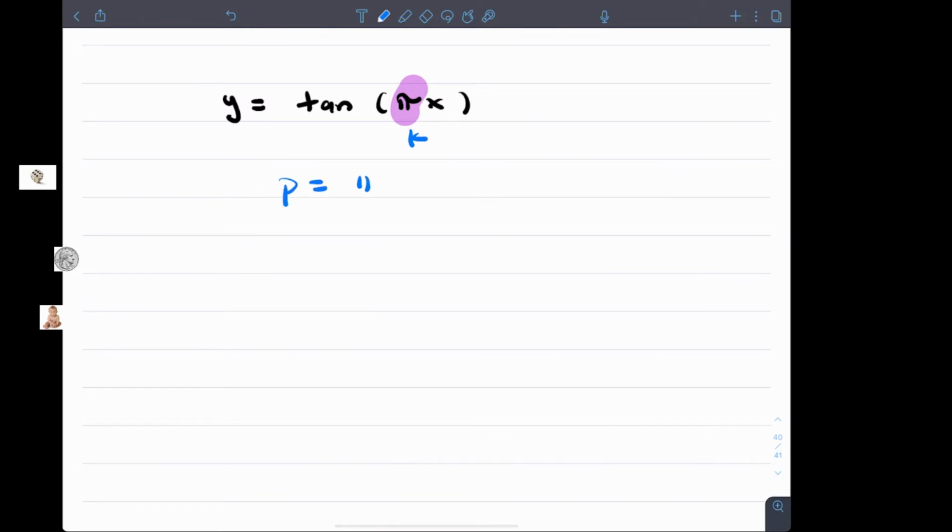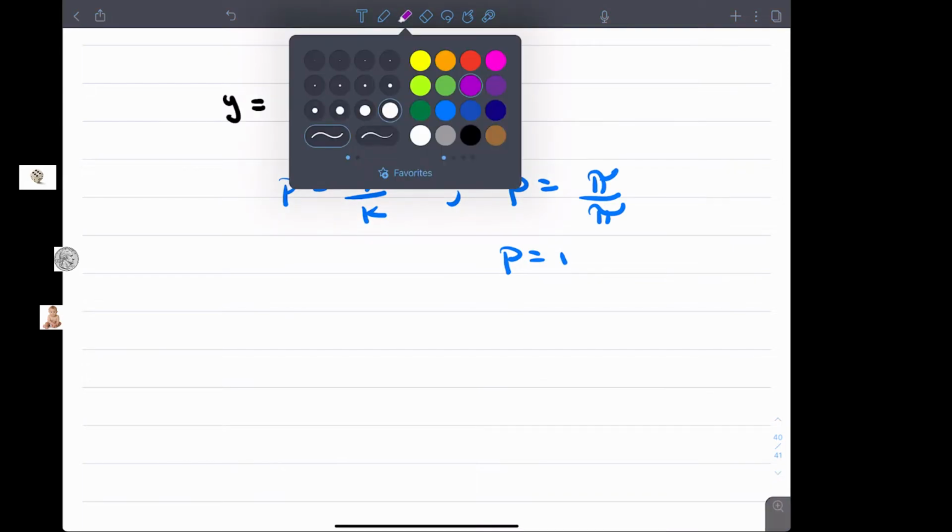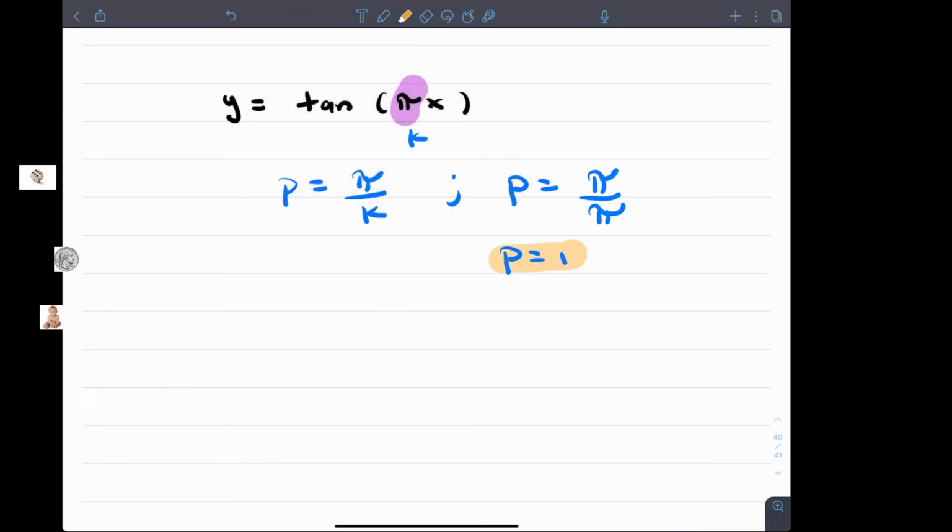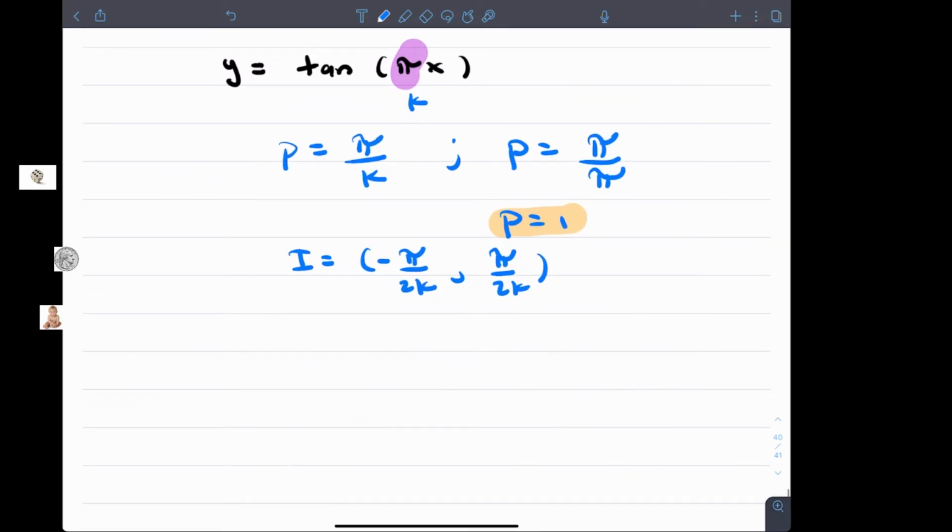Period is what? Isn't that pi over k by definition? Because this is tangent. So what's my period going to be? Yes. Period is 1. What's the interval of one cycle? Minus pi over 2k by definition. Pi over 2k by definition. Okay, you guys okay with that?